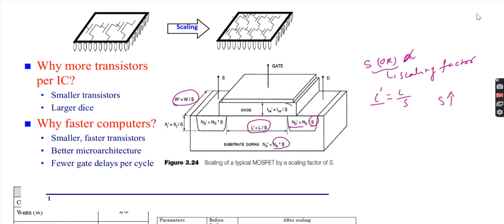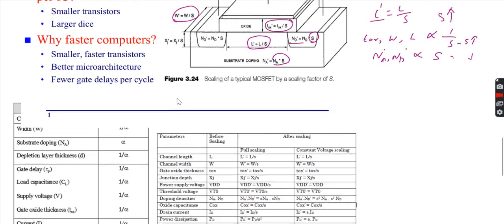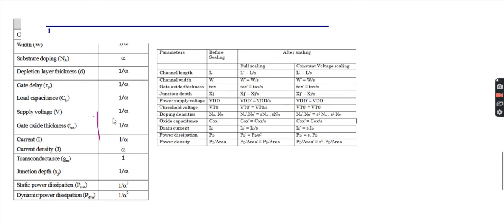Then you can see the oxide thickness, Tox dash, is equal to Tox by S. See here, Tox, W, and L are all inversely proportional to S. You might have seen this. Next, NA and ND dash are directly proportional to S. So here we need to increase S, or decrease S, whatever it is, based on our requirement, we can do that.